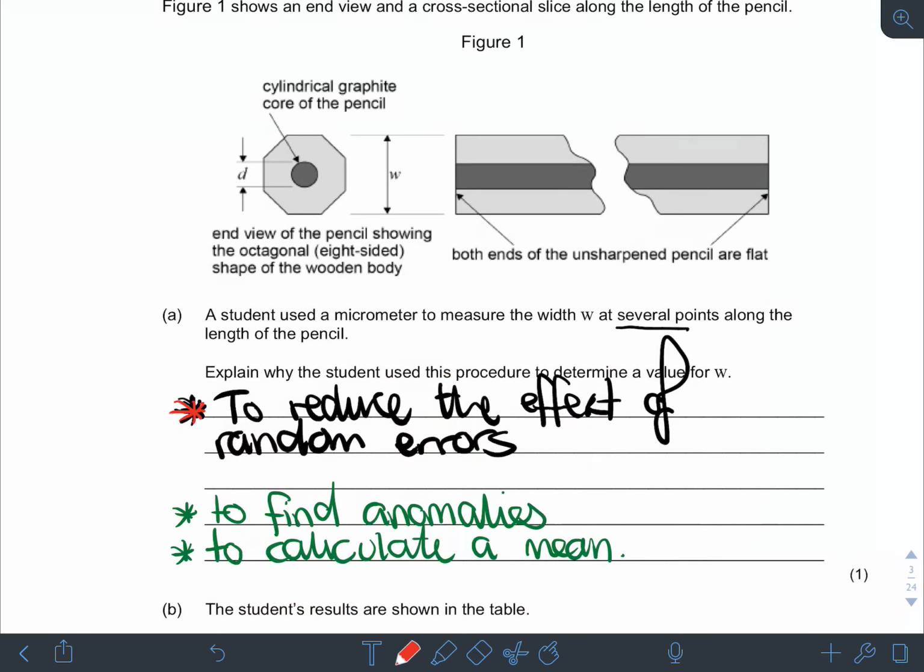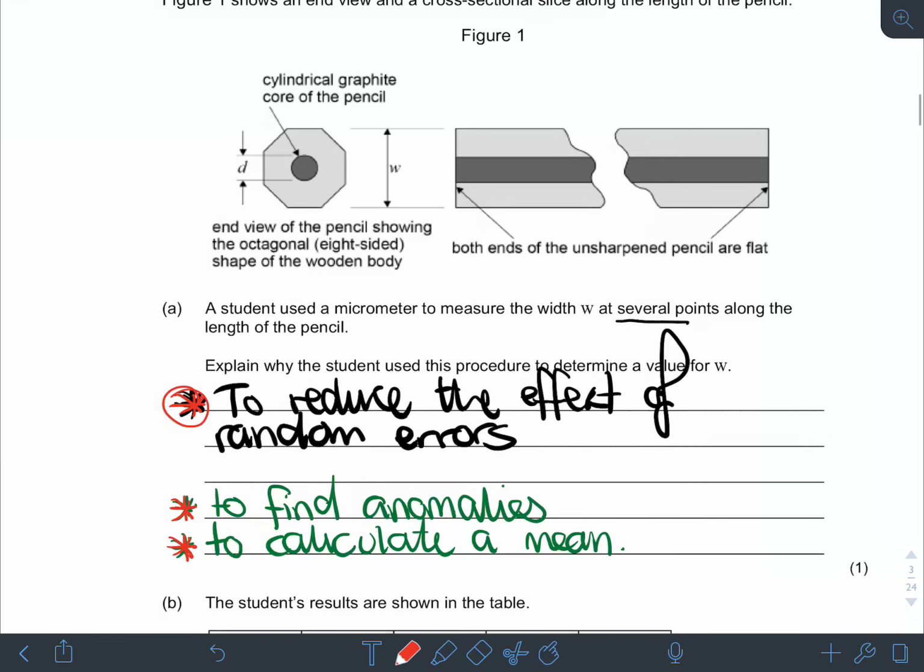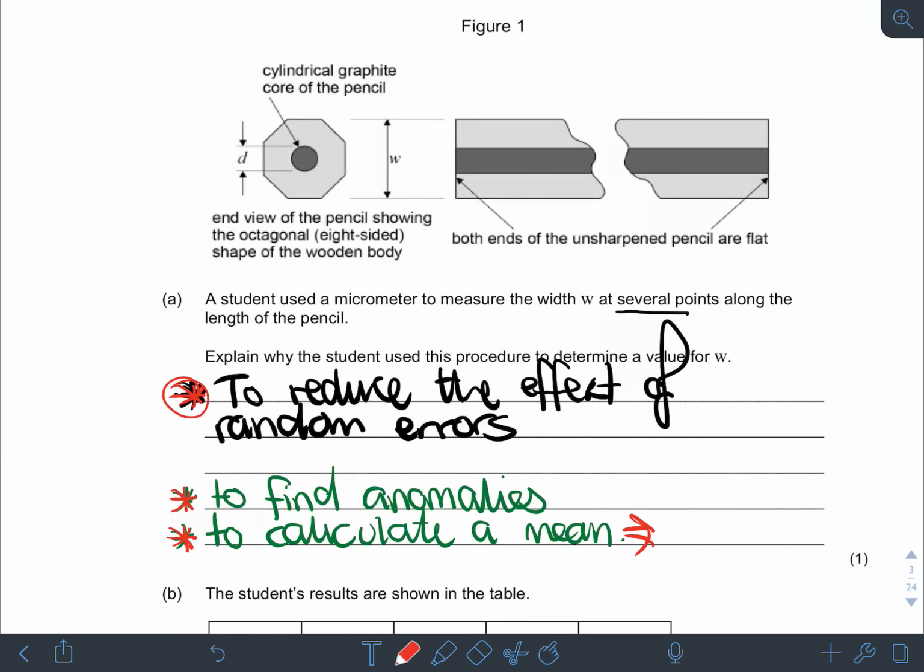I don't know what I'm going to have to do to get people to start remembering that, but this is the answer. Also, you can say to find anomalies or to be able to calculate a mean. If you do say to calculate a mean, you can also say to improve accuracy or make it more accurate. So by taking multiple readings and taking a mean, you are going to get a more accurate value.